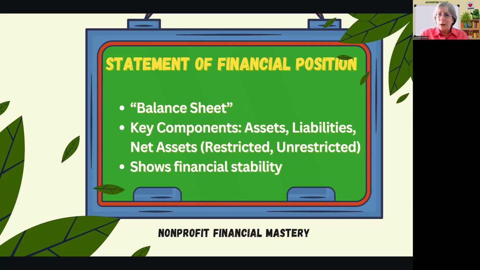Like if you own a house and the house is worth more than what you owe the bank for it, that's good. You have equity. In the case of nonprofits, if you took your assets and you paid off your liabilities, would you have anything left over? So financial stability: do you have the ability to pay your bills now and in the future? So that's another view of what's going on in your nonprofit.